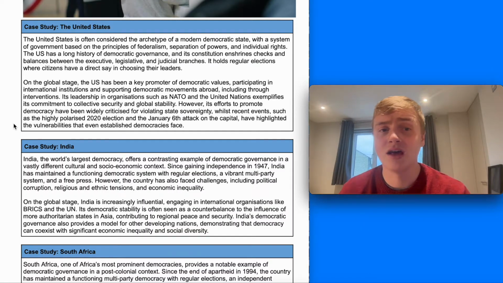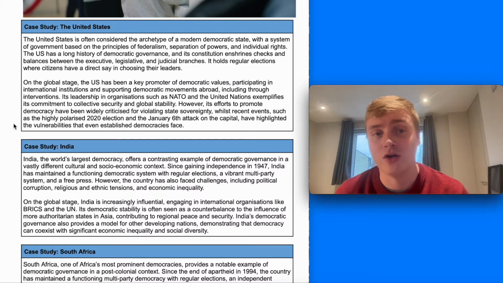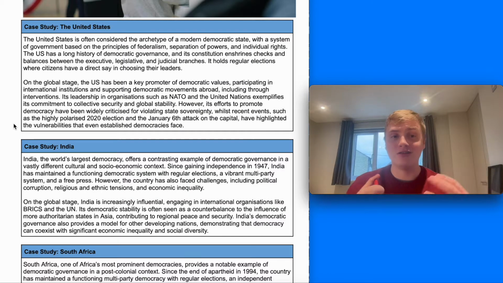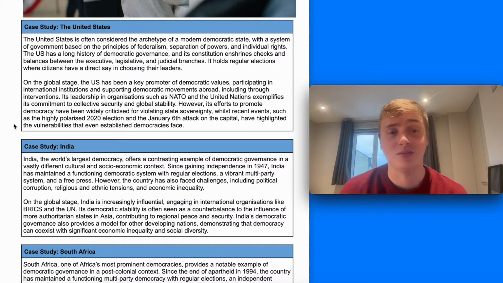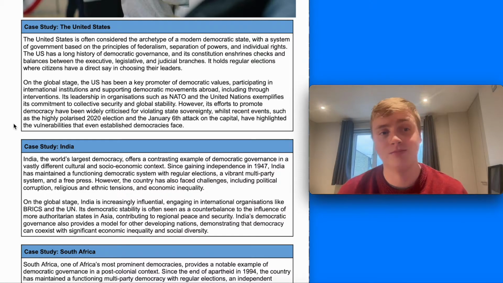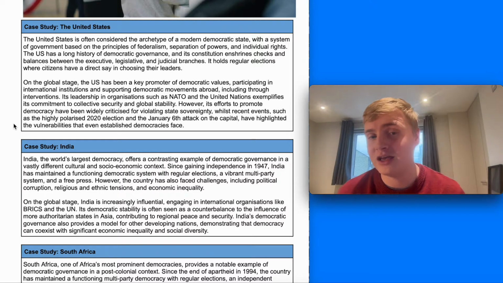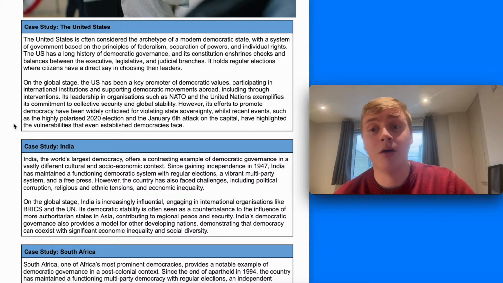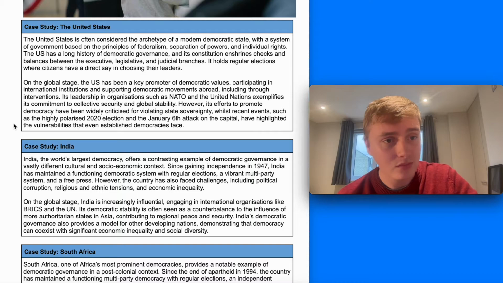So the US is considered kind of the archetype of the modern democratic state, with a system of government based on the principle of federalism, so a strong separation of powers and individual rights. It's had a long history, well, for parts of the population, of course, a long history of democratic governance. And its constitution enshrines checks and balances between the executive, legislative, and judicial branches. It has regular elections, not only for the executive, so every 4 years for the president, but also every 2 years for part of Congress, and every 6 years, well, actually every 2 years for every part of Congress.